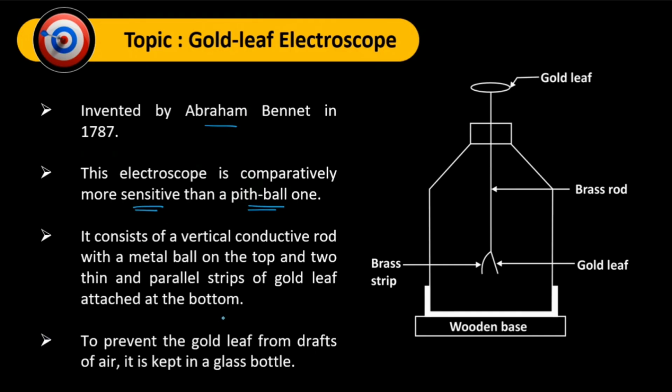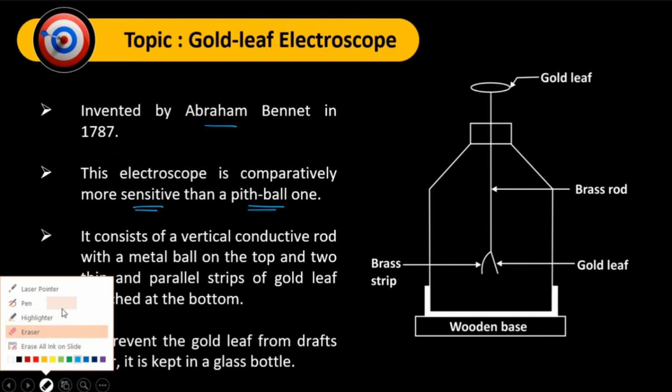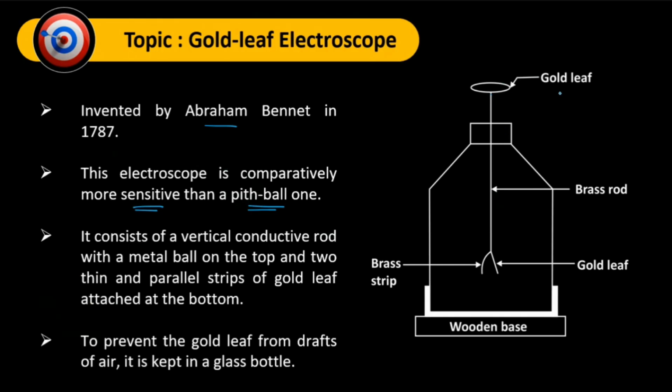So what happens in a gold leaf electroscope is that it consists of a vertical conductive rod like this. This is a vertical conductive rod which comes out into the whole device, and on the top of it there's a metal ball, while at the bottom there are gold leaves, or a gold leaf and a brass strip. These gain charge if it is there, and the rod is generally made up of brass. It consists of a vertical conductive rod with a metal ball on the top and two thin and parallel strips of gold leaf attached at the bottom. To prevent the gold leaf from drafts of air, it is kept in a glass bottle. That is again an important thing to remember.